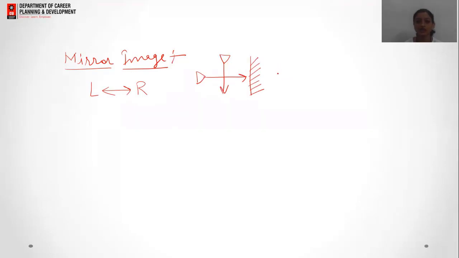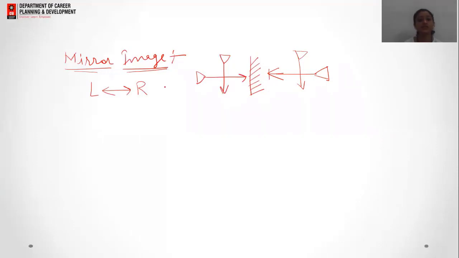So the mirror image of the given figure becomes like this: the arrow will be there and the triangle will be on the right hand side, but there is no effect on the top and bottom. Top and bottom stay as per the image, but the left side becomes the right hand side and the right hand side becomes the left hand side in mirror image.